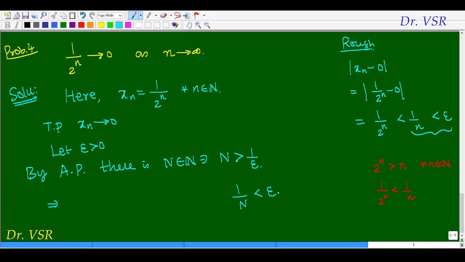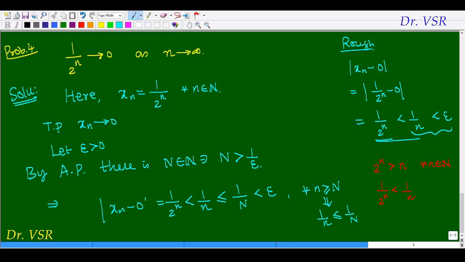The reciprocal is taken here. For every n greater than or equal to capital N, from this we get 1 by n is less than or equal to 1 by capital N, which is less than epsilon. But we have seen that 1 by small n is bigger than 1 by 2 to the power n, by the rough calculation. So 1 by 2 to the power n, which is equal to modulus of xn minus 0, is less than epsilon.